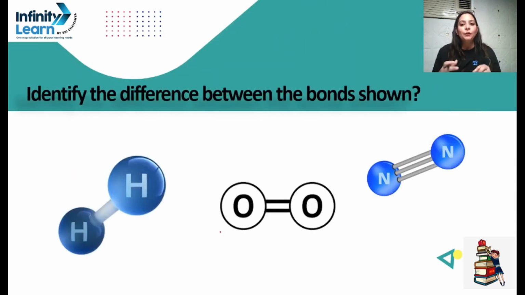Okay, so this is how you make out which bond will exist between any two given elements. Okay, another question to you. Identify the difference between the bonds shown.